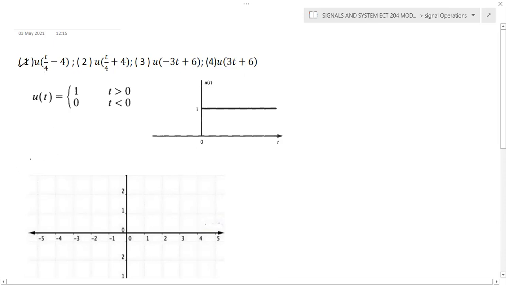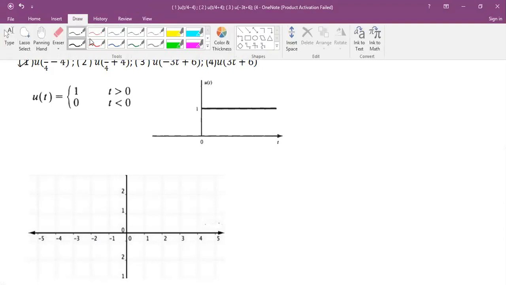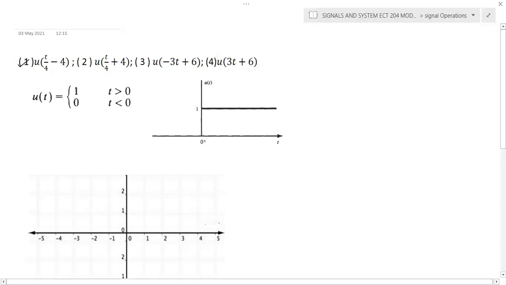So okay, we know that the step signal u of t is equal to 1 for t greater than 0 and 0 for t less than 0. Okay, so this is a standard step signal, a continuous time step signal. So you can see that this is the 0 point. From when it is greater than 0, the function magnitude is 1. This is u of t.